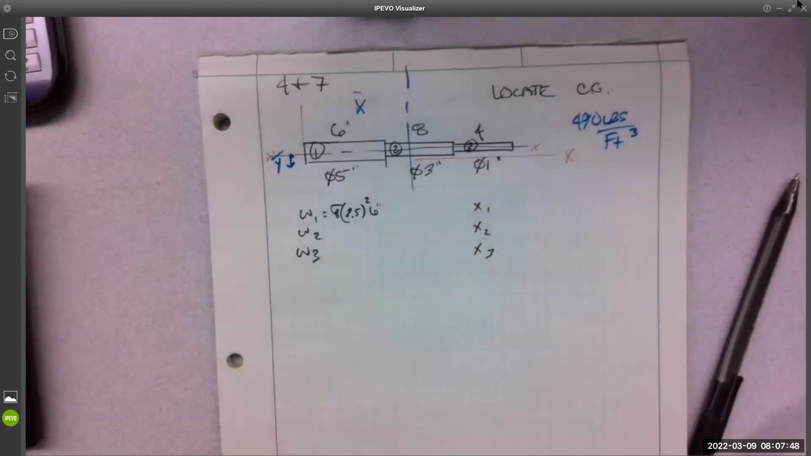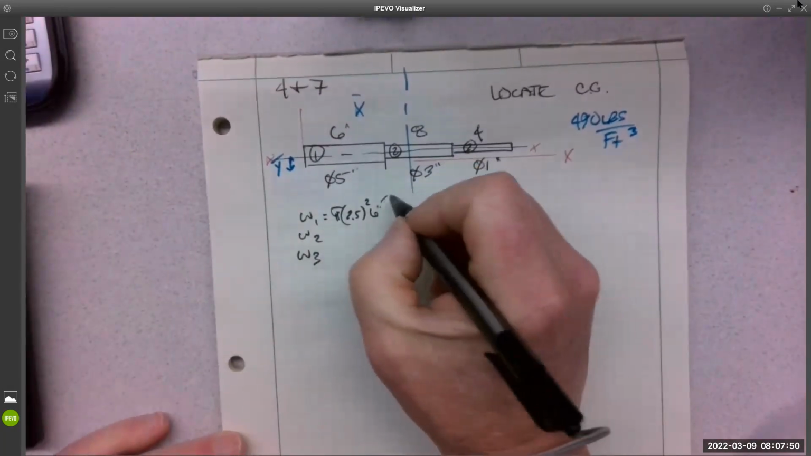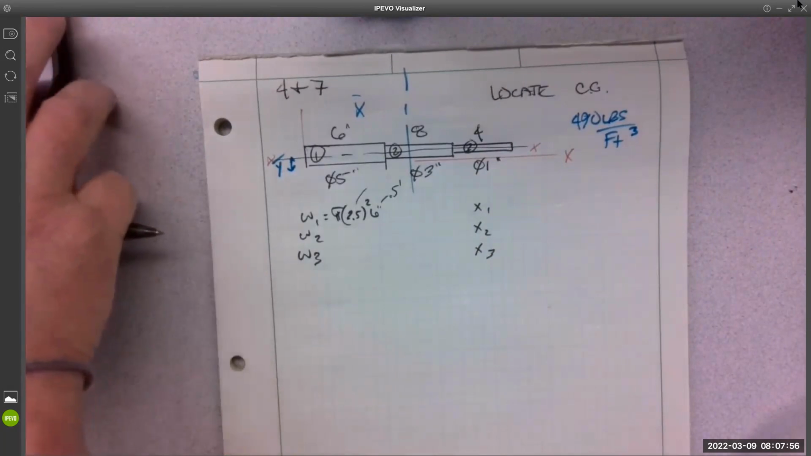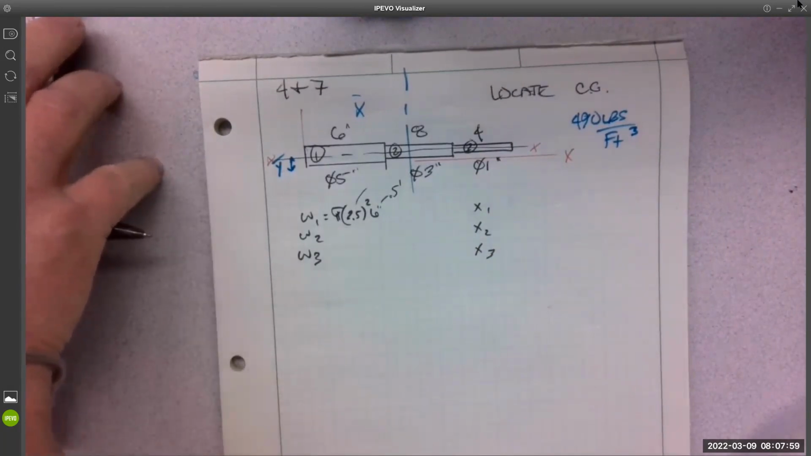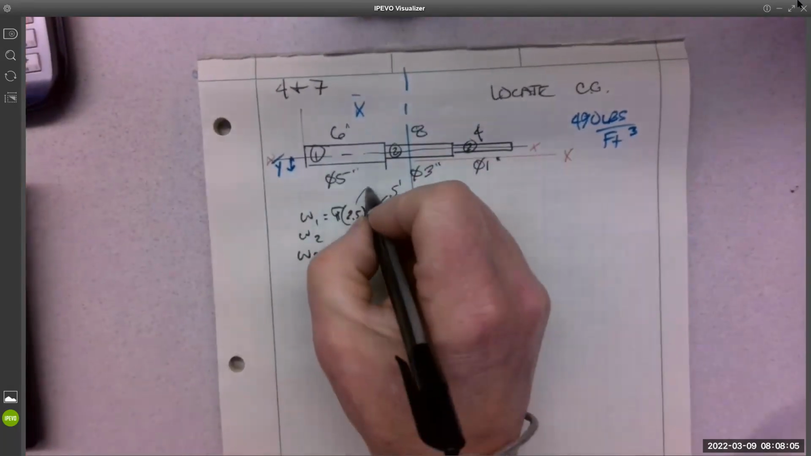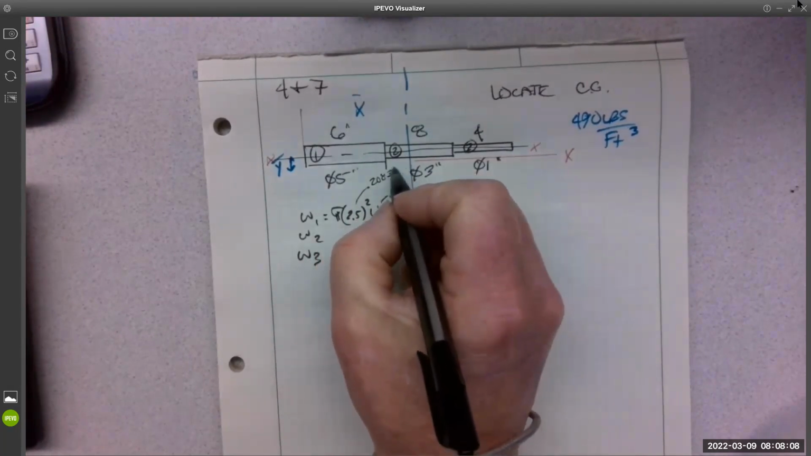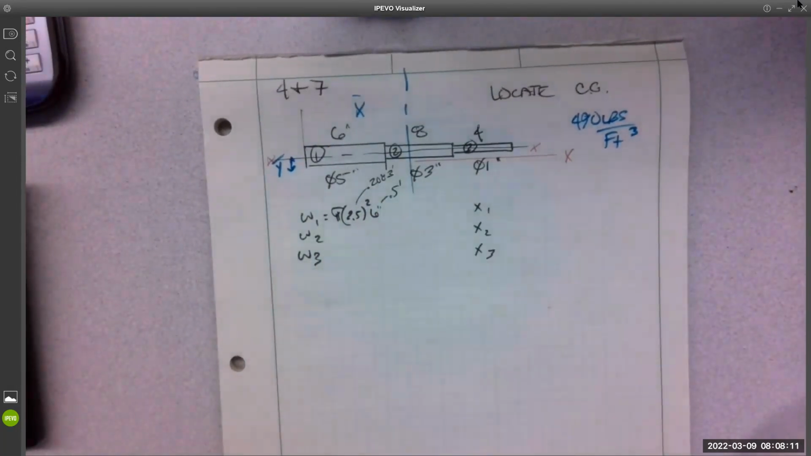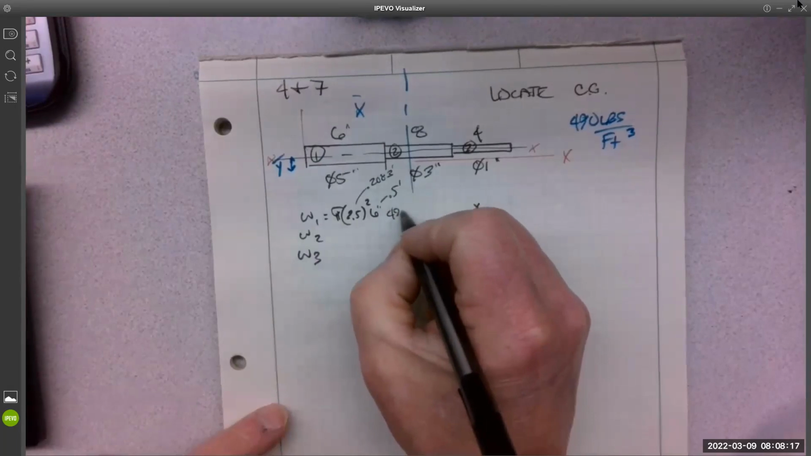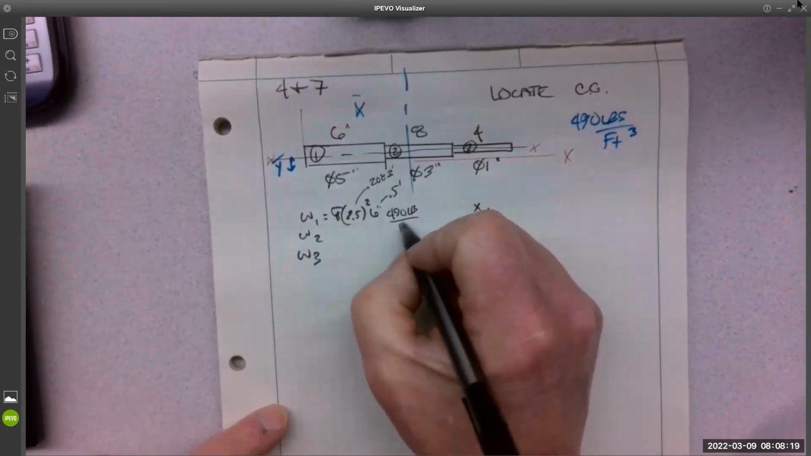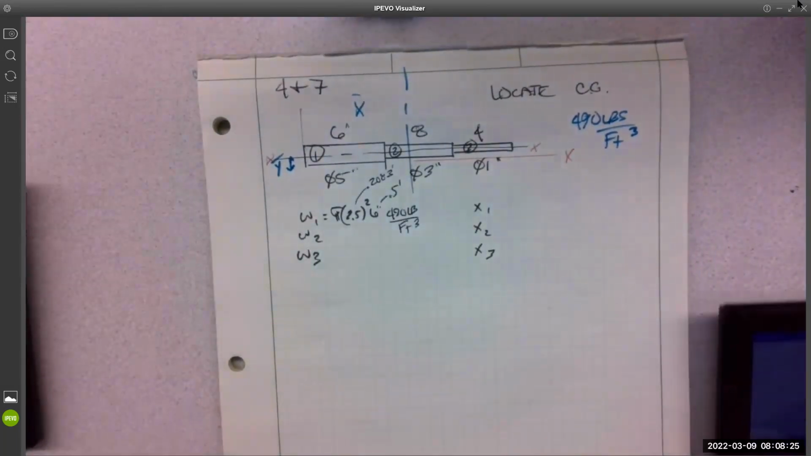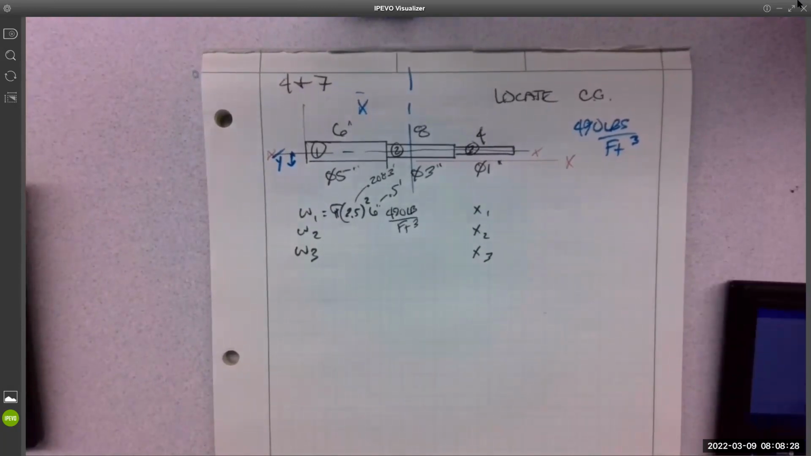So I know this one is going to become half foot, right? 0.5 feet. And then this one would be what? 2.5 divided by 12 is 0.2083 feet. Right, so that just puts it in cubic feet. Then I can multiply by the 490 pounds per foot cubed. What did you get for weight 1?